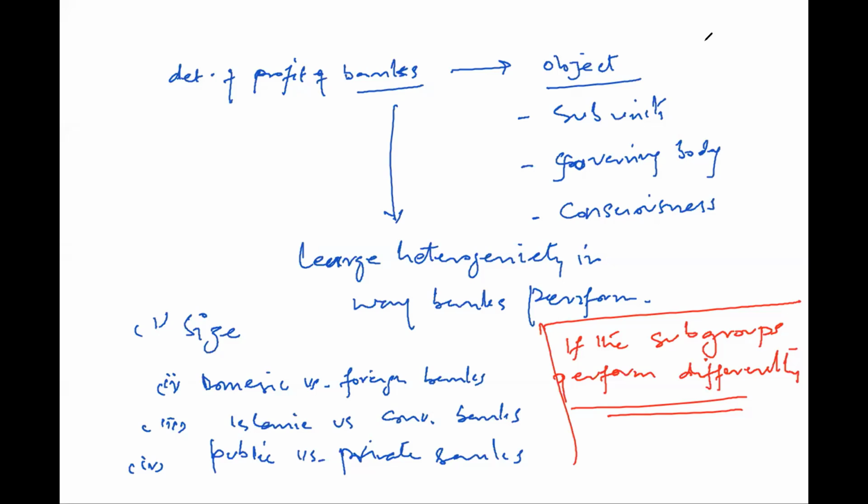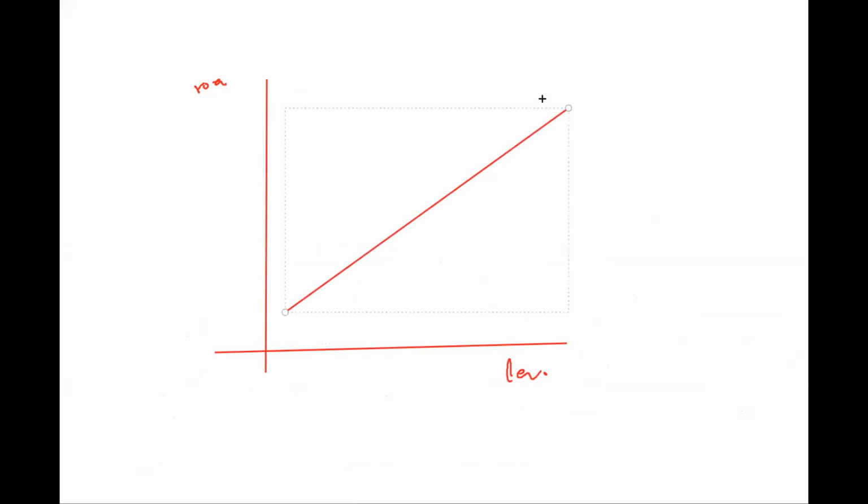Now I will try to give you some diagrammatic reasoning. So we have a y-axis and an x-axis, and let's say we have an independent variable, let's call it leverage, and we have ROA as profitability. So let's say the more leverage, the more profit. Logically, theoretically, every firm will have this logic.